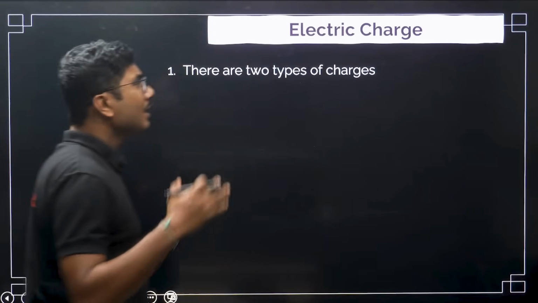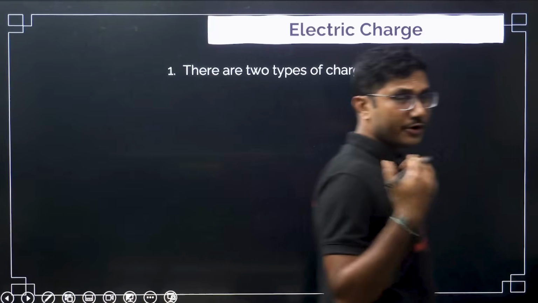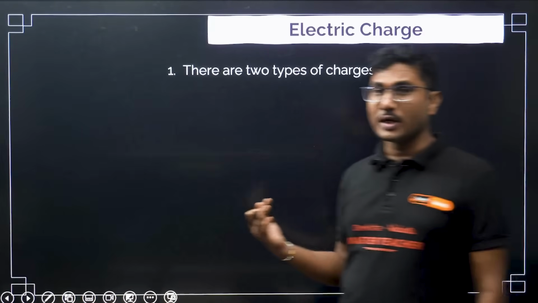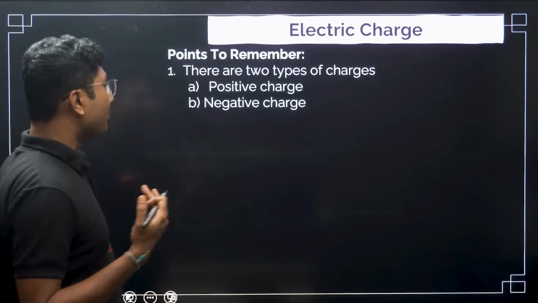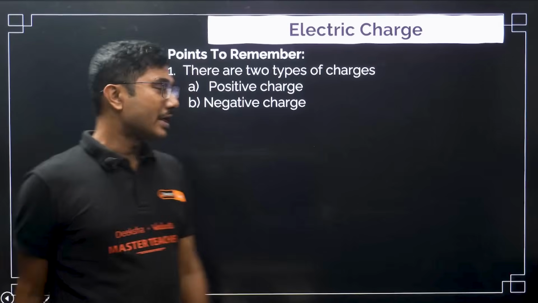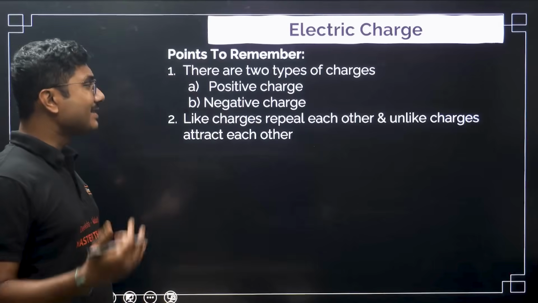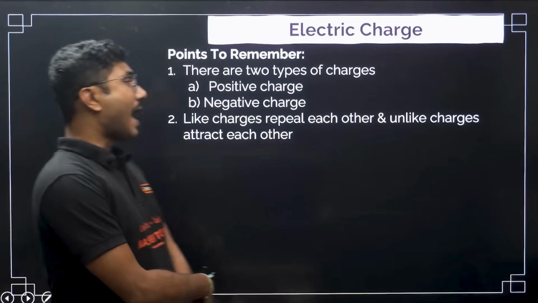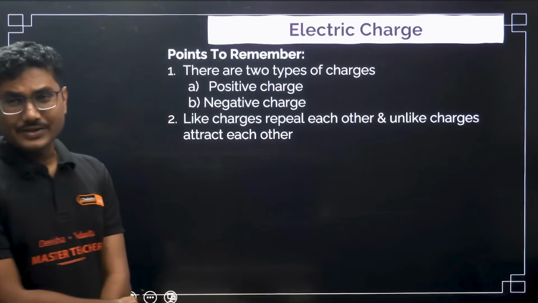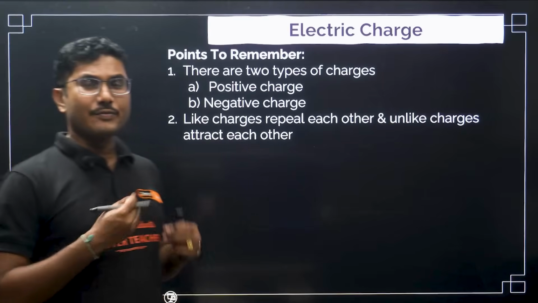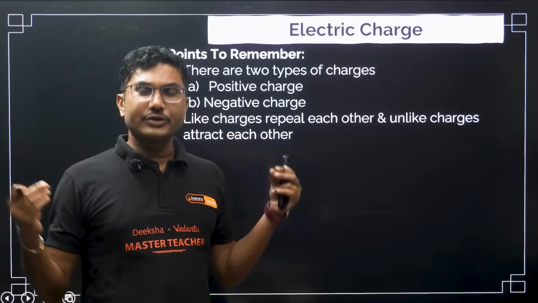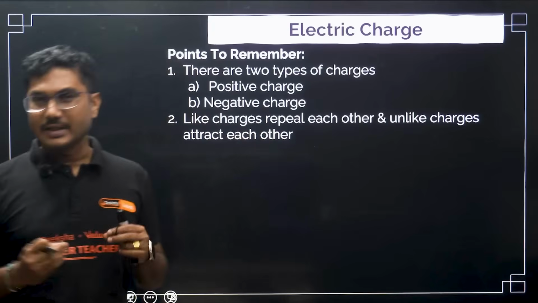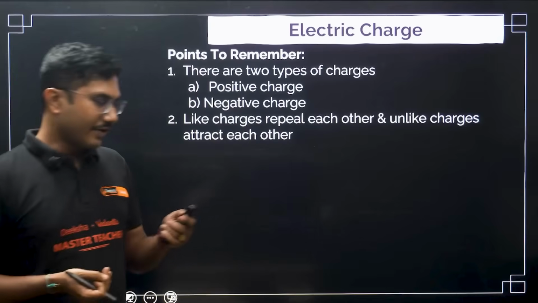So there are two types of charges. Obviously we already know that there are two types of charges. What are those? Positive charge and negative charge, right? Next, like charges repel each other and unlike charges attract each other. This is also a fact, that if two positive charges are kept near each other, they will repel. If a positive and a negative charge are kept near each other, they will start attracting, right?